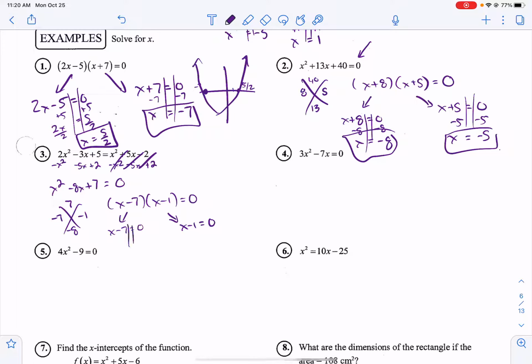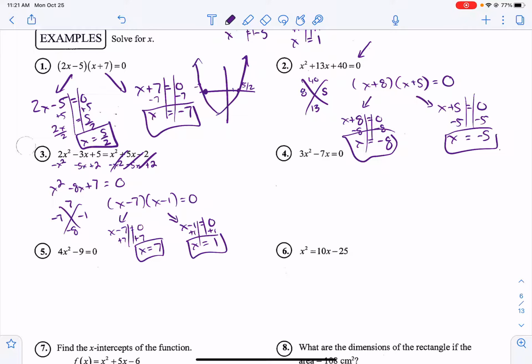So when I do my railroad tracks and add 7, x equals 7. And when I do my railroad tracks and add 1, x equals positive 1. Those would be my 2 solutions, all right? Number 4, there's a couple of different ways that you can do this one.